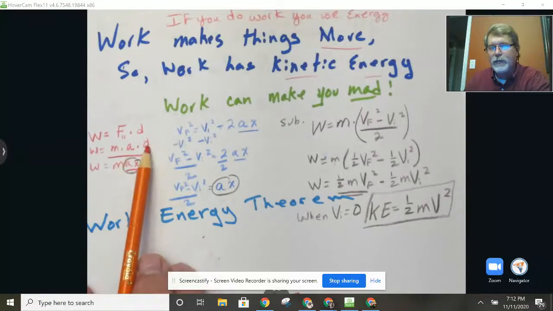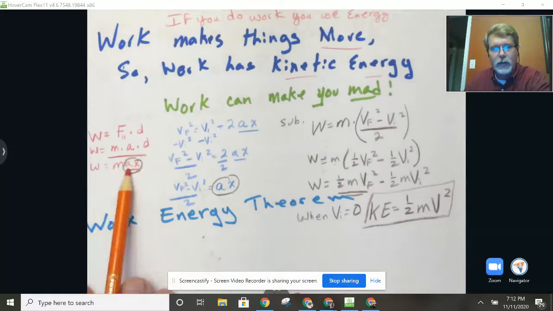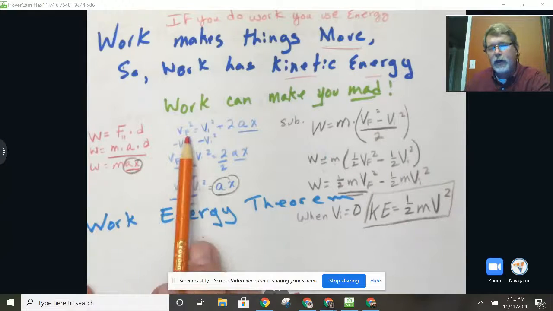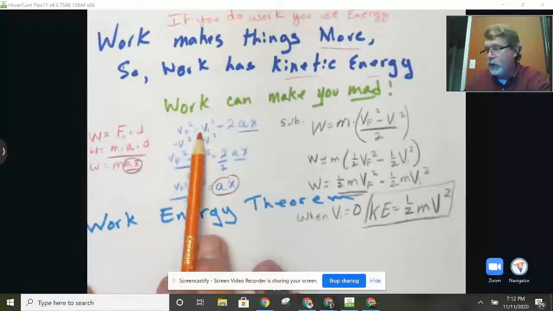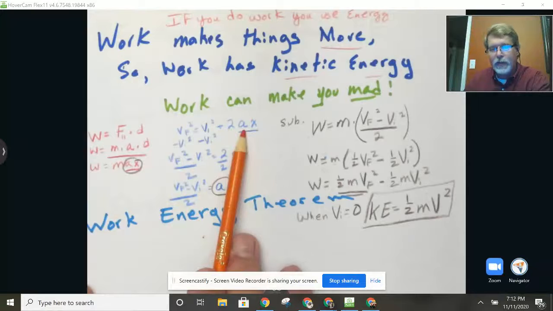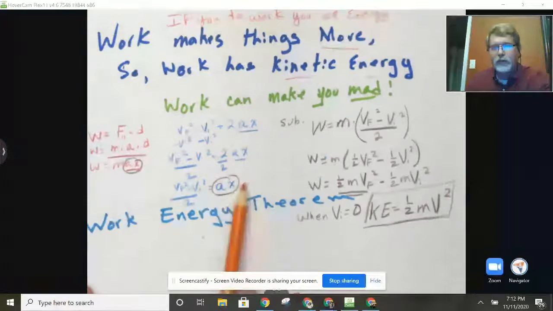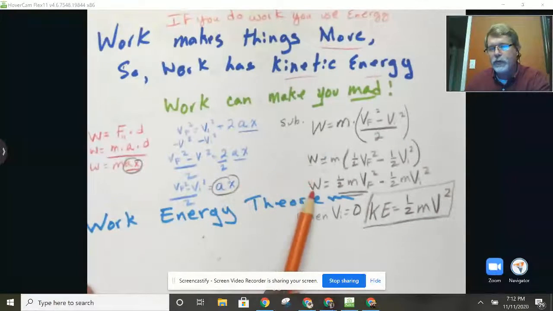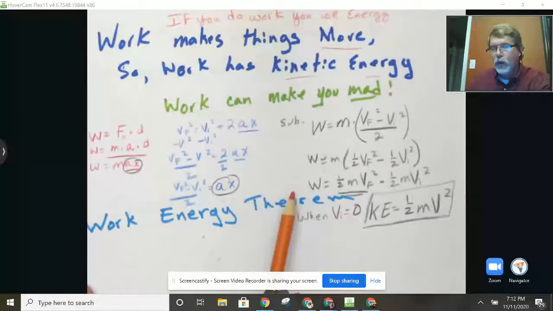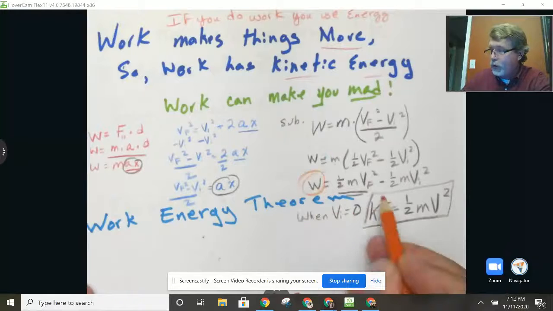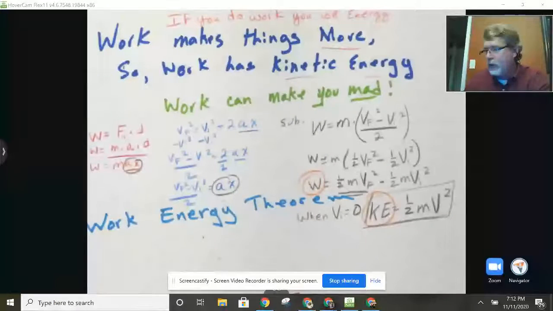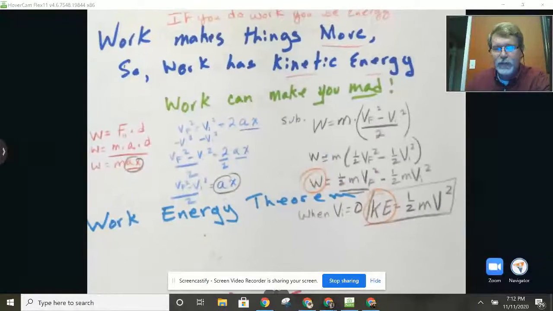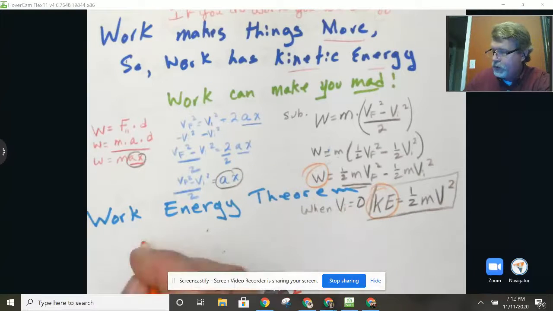If you're moving a displacement in the x direction, work equals force times displacement. Taking an earlier expression that deals with motion, we can solve it for a sub x, and we get this expression. Substitute in, go through some algebra, and when the initial velocity is 0, we find work, or kinetic energy, equals 1/2 mv squared. So this that we have just solved for is called the work energy theorem.